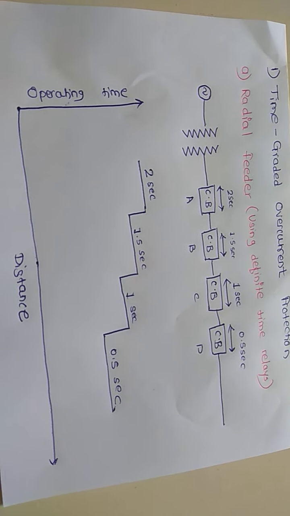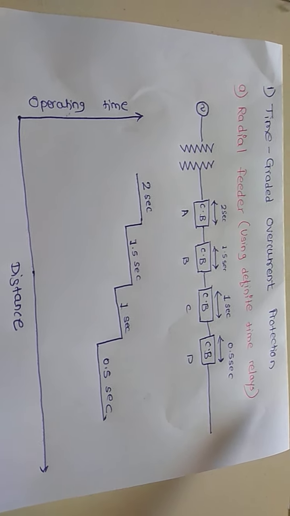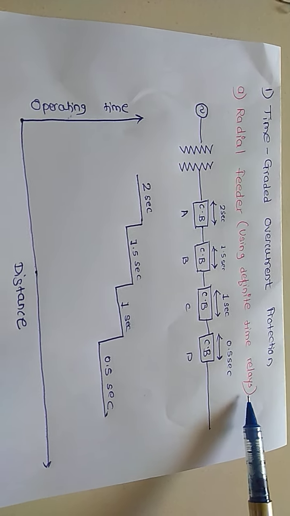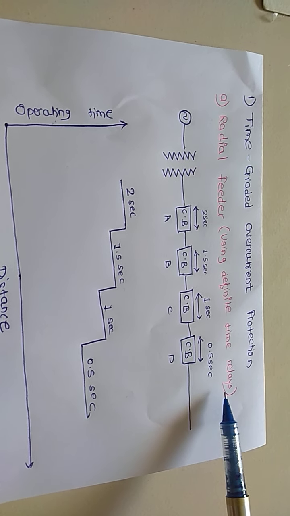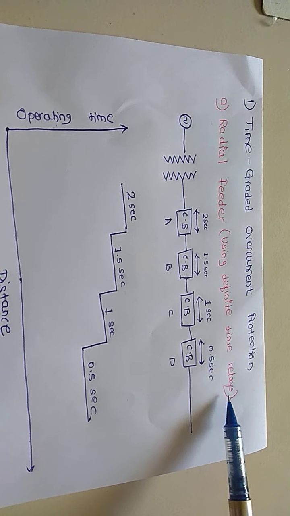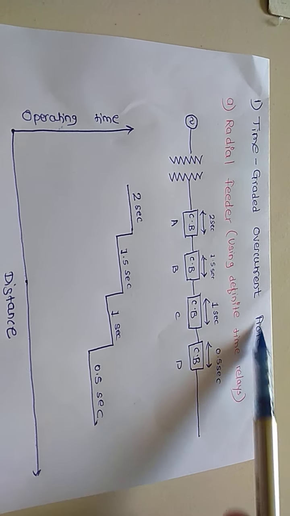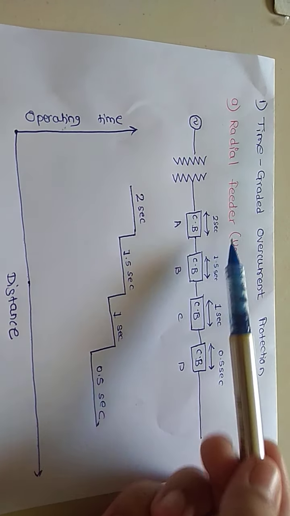So let's discuss the time graded overcurrent protection. In that we will discuss the radial feeder, which uses definite time relays. This is one example, a definite time relay, that is nothing but a radial feeder. In time graded overcurrent protection, we give protection for the transmission line using a radial feeder.